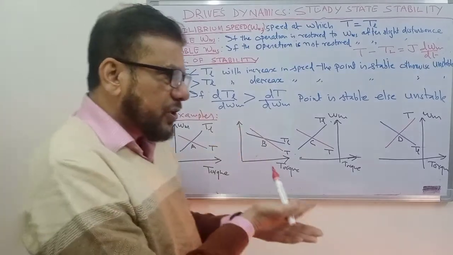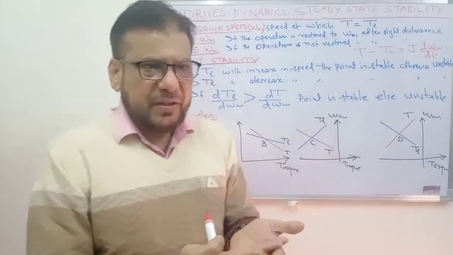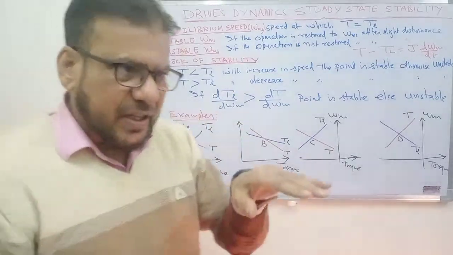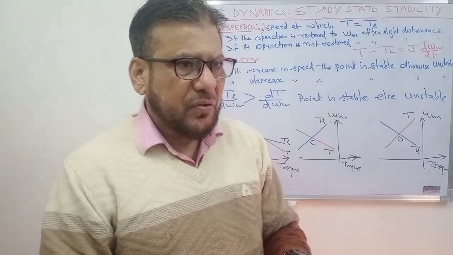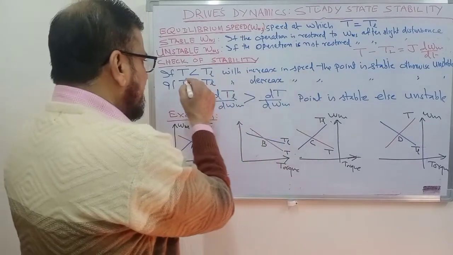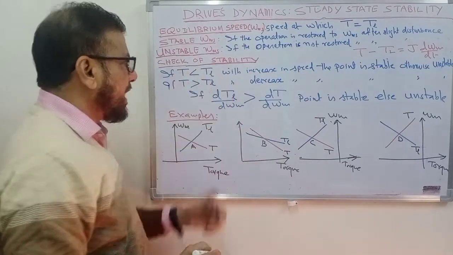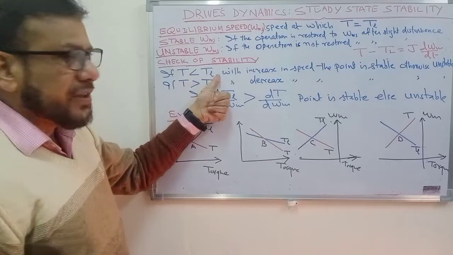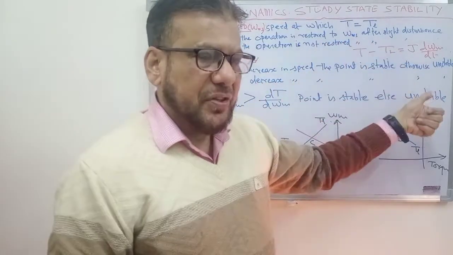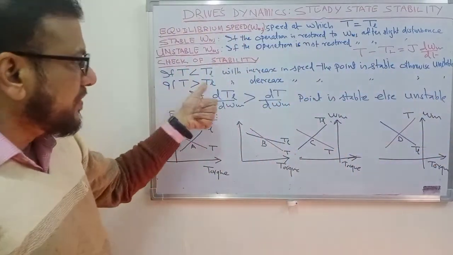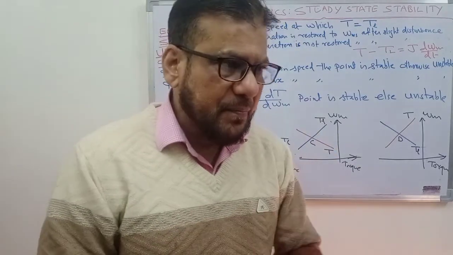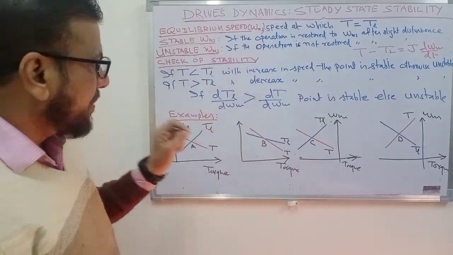So when the speed of the motor increases, what should be the case? The driving torque should be less than the opposing torque so that the motor speed decreases. So with increase in speed, if the motor torque becomes less than the load torque, that is, the driving torque becomes less than the load torque, you can say that the point is stable, and because of this difference, the speed of the motor will decrease and again it will come back to the original speed.